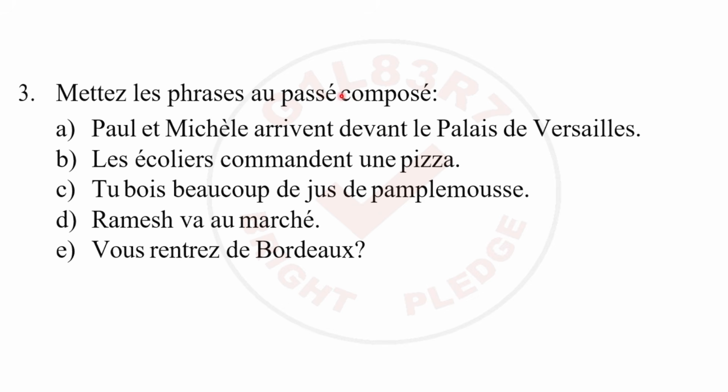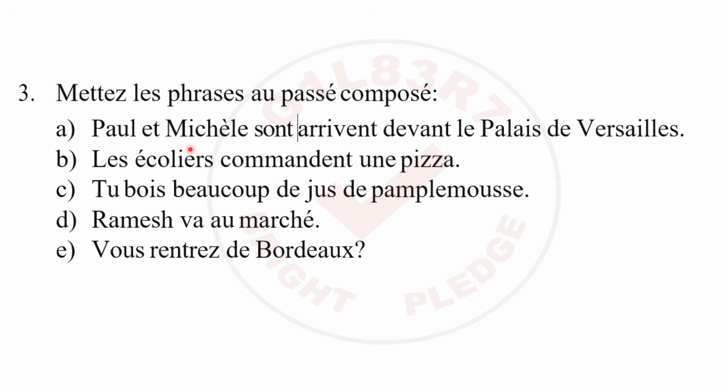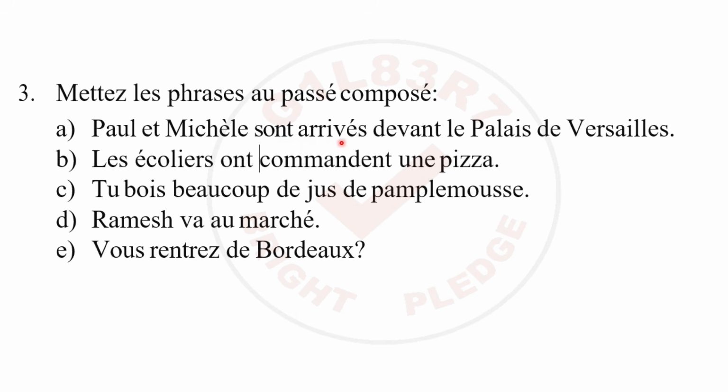So here they want you to put the sentences in the past tense. Okay. So let's go to the answers now for this one. Here it says Paul and Michelle. When I say Paul and Michelle, I am talking about they, ils. So that's why I'm using sont, and this is using être as the auxiliary verb followed by arrivé. So Paul and Michelle arrived in front of the Versailles Palace.